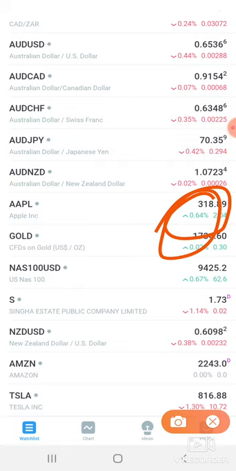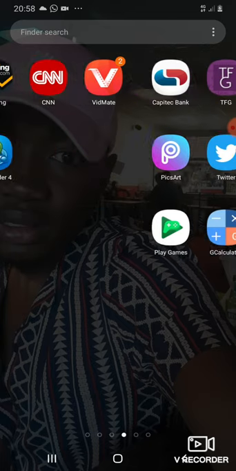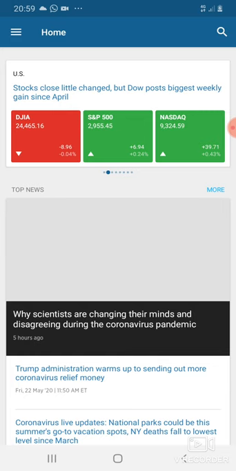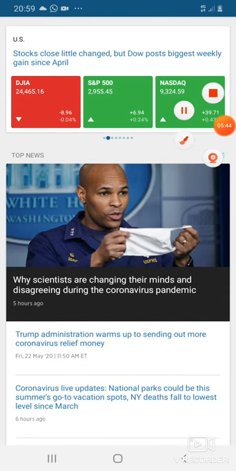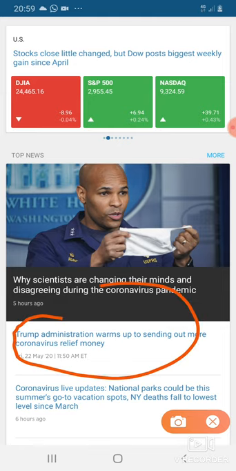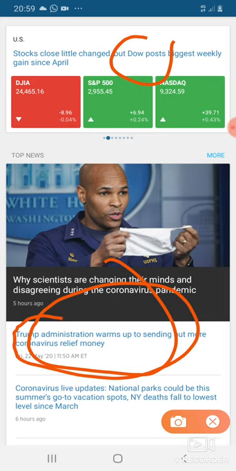Another thing I do is, as you can see, guys, I have this app, CNBC. This app is very, very much helpful. I will show you why. As you can see, it tells me everything Trump is doing, because Trump plays a major role in the economy. Everything they say in here is important. When they say Dow Jones or Dow Jones S&P 500, Nasdaq, it's the same thing.